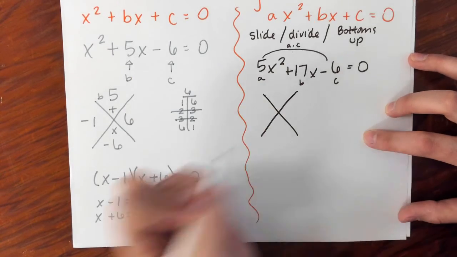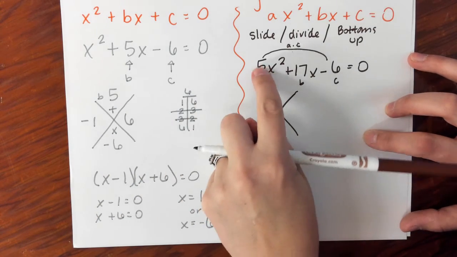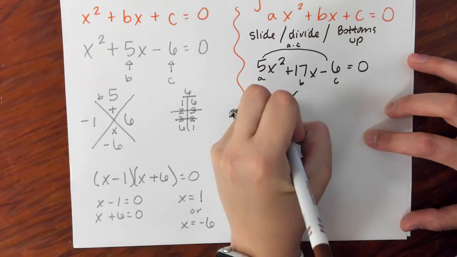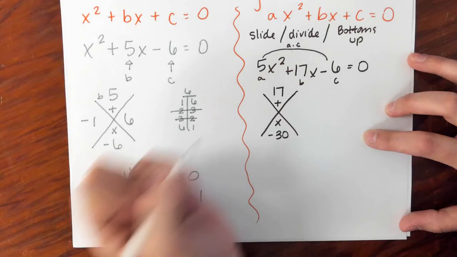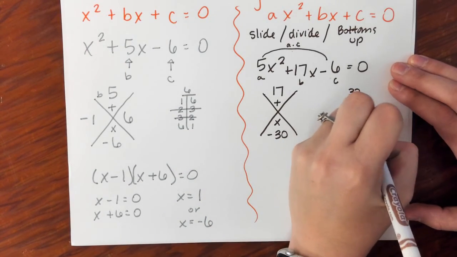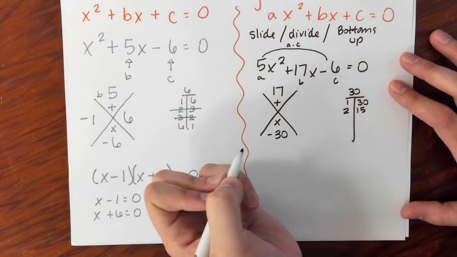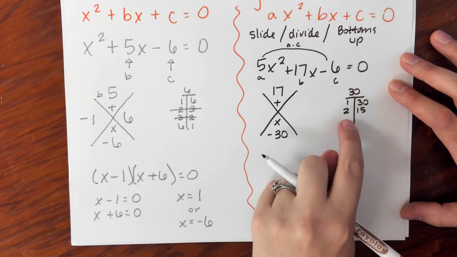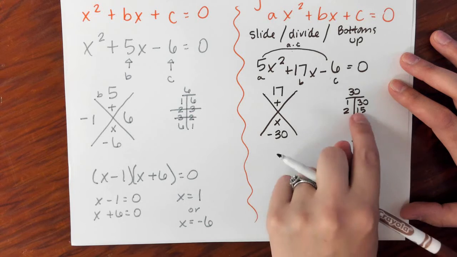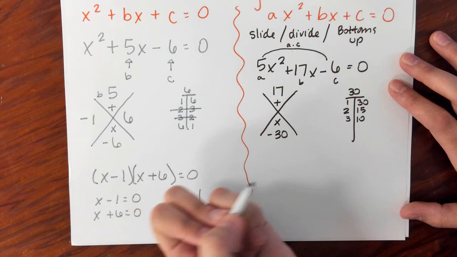So when I do my factor cross diamond here, multiplied together is going to be that A times negative 6, so negative 30. B still stays the same, added together is going to make 17. Make my little factor tree here. 1 times 30, that's not going to make 17. 2 times 15, ooh, there's potential, right, because one of them has to be negative, nope, that's not going to work. 3 times 10, that could work.